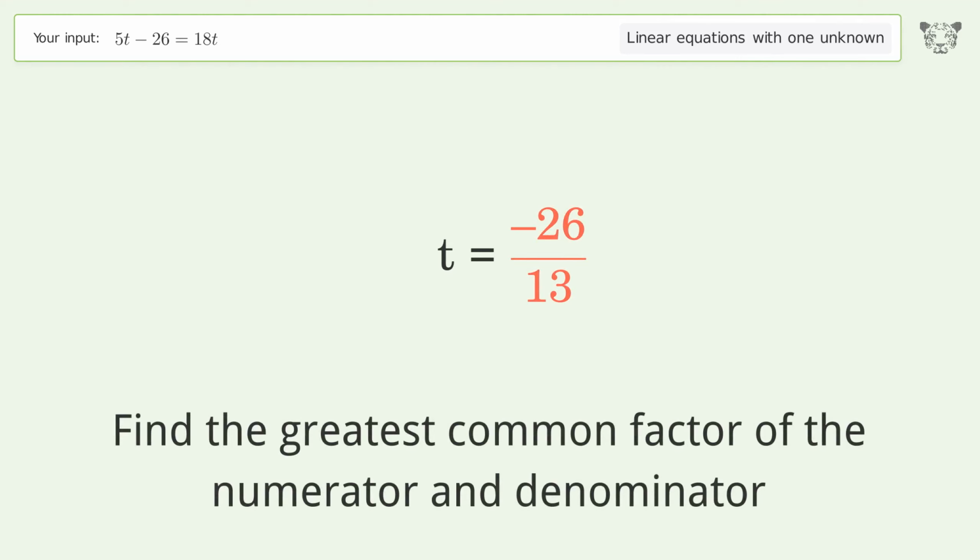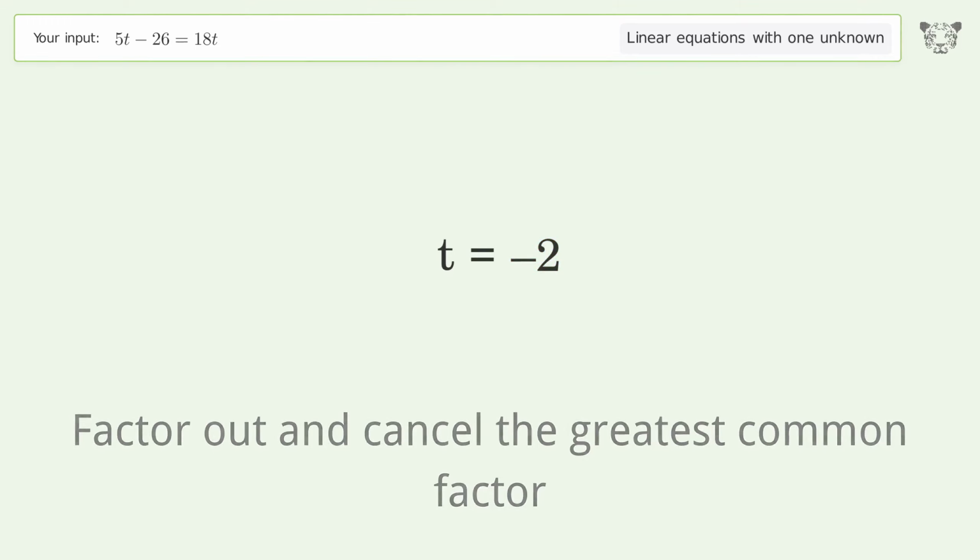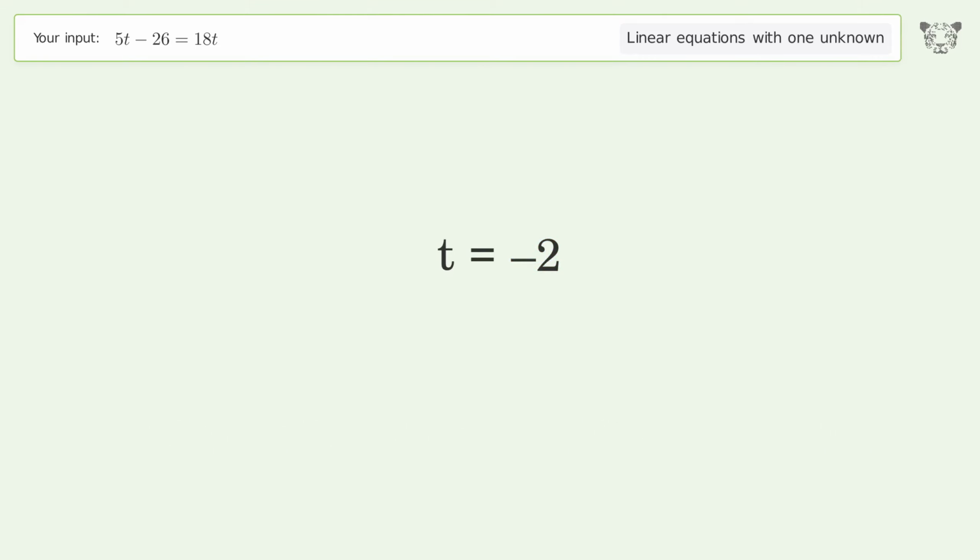Find the greatest common factor of the numerator and denominator. Factor out and cancel the greatest common factor. And so the final result is t equals -2.